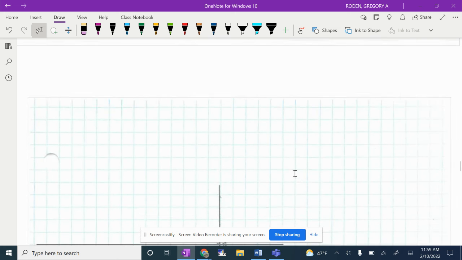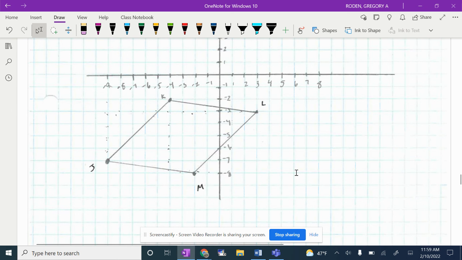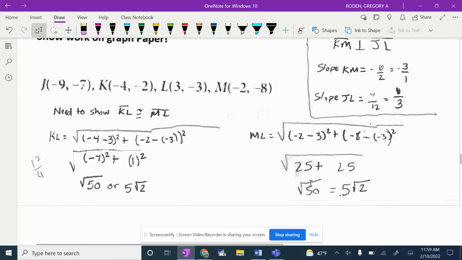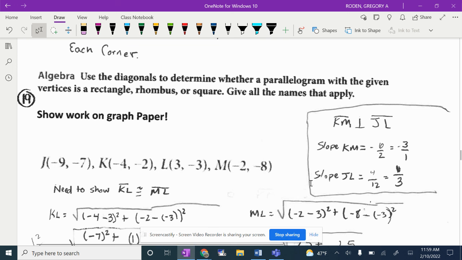Let me just show you where I put this on graph paper. I graph these points right here. Okay. So I graph the points, and I got something that looked very rhombus-ish looking. Doesn't look very squarish because the angles don't look like they're right. It doesn't look rectanglish, but it looks very rhombish looking. So there's a couple things I could do to show that. First of all, if I go back here, it does tell me it is a parallelogram.